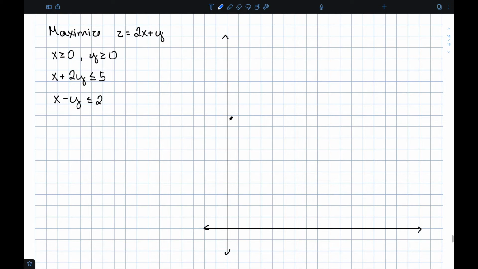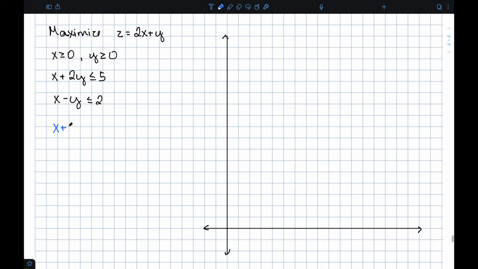Let's look at maximizing z equal to 2x plus y. And our constraints are x greater than or equal to 0, y greater than or equal to 0, x plus 2y is less than or equal to 5, and x minus y is less than or equal to 2. The fact that x and y are greater than or equal to 0 just tells me I'm in this first quadrant. I'm only going to be dealing with positive values.